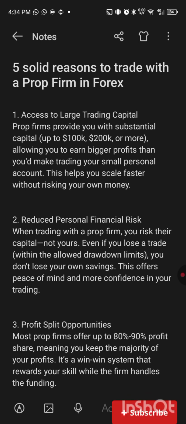The second reason is that it reduces the personal financial risk. For example, when you are trading with a profile, you try as much as possible to risk their capital, not yours. Do you get it? So it gives you full confidence to manage your financial risk.